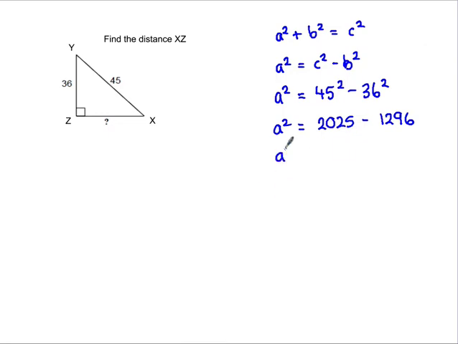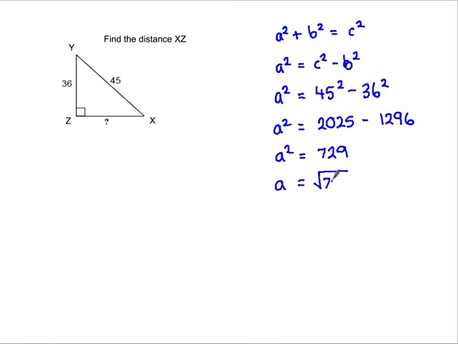So a squared is 729. Now, if you start thinking that a squared being 729 is a sensible answer for this distance here, then you should look at the others and think that can't be right. That can't be 36 and that's 45, because 45 has got to be the longest side. Can't be 729. And if you're thinking that, you've probably forgotten to square root it.